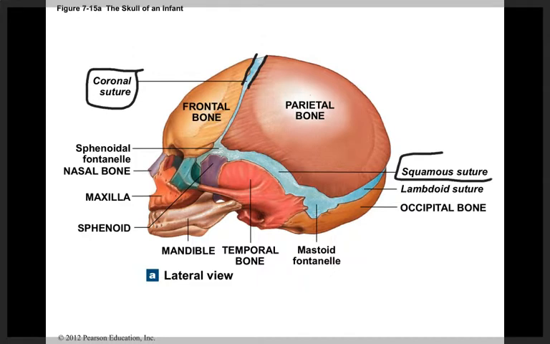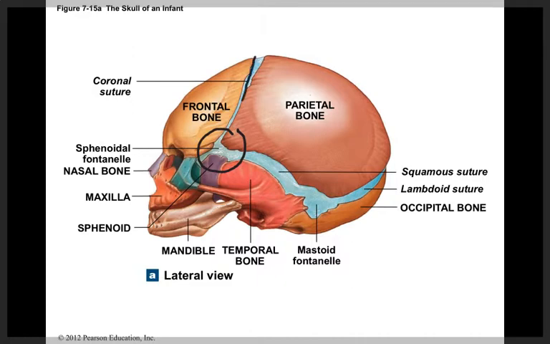Here on the side we see the squamous suture, which is again wider between the parietal bones and the temporal bone. And we also see the lambdoid suture between the parietal bone and the occipital bone. Where these sutures come together, they form a larger area of fibrous tissue called fontanelles. We need to know where those structures are.